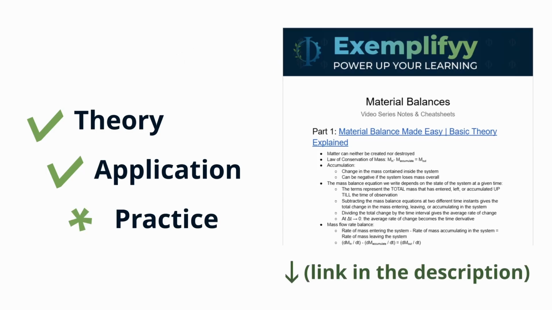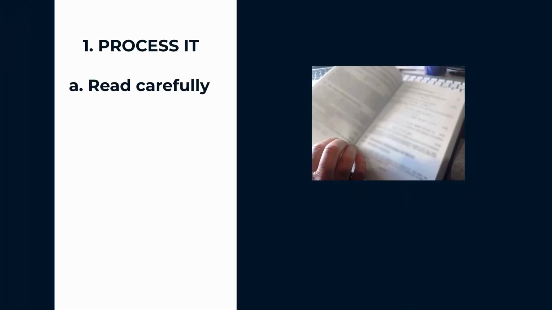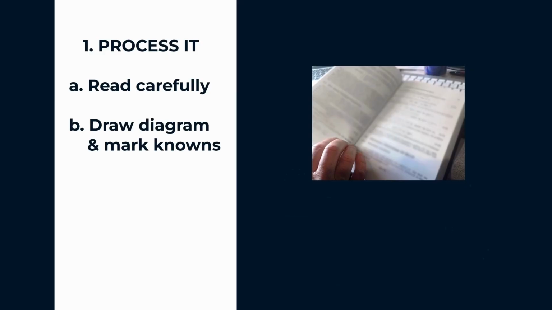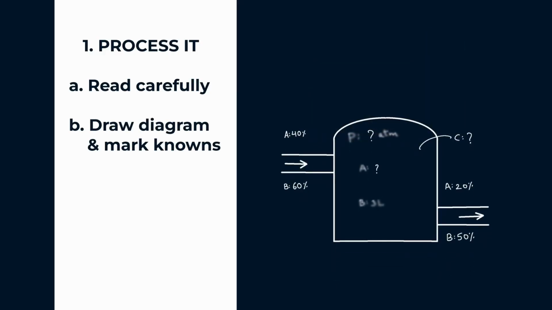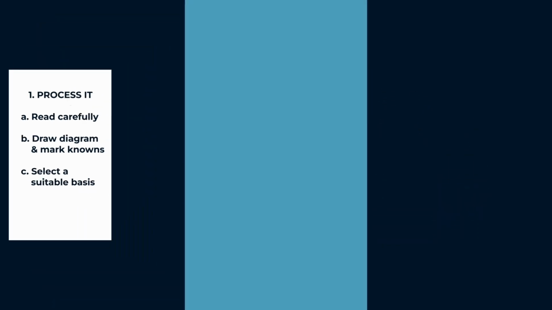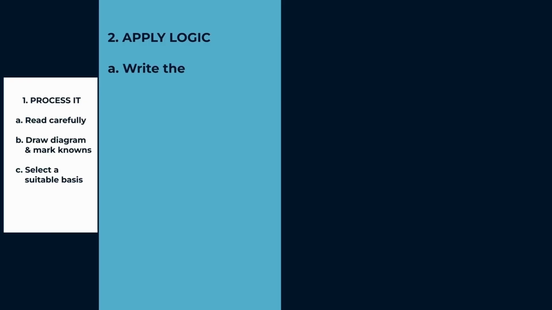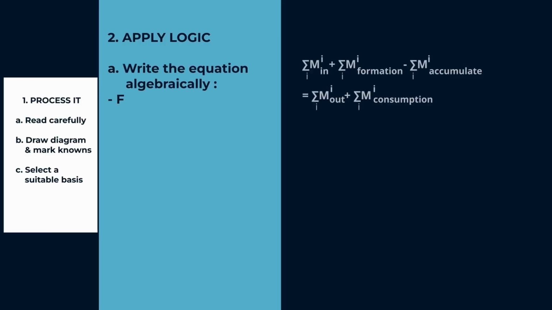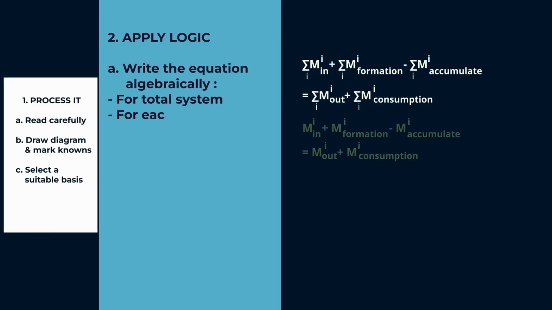Before we dive in, let's do a quick recap of the solution strategy. First, we read the problem to understand the setup and the requirements. Then, we draw a diagram representing the system and mark all the known information about the mass inputs, outputs, and the accumulations. Select a suitable basis, then start writing the material balance equation algebraically for the total system and for each component.